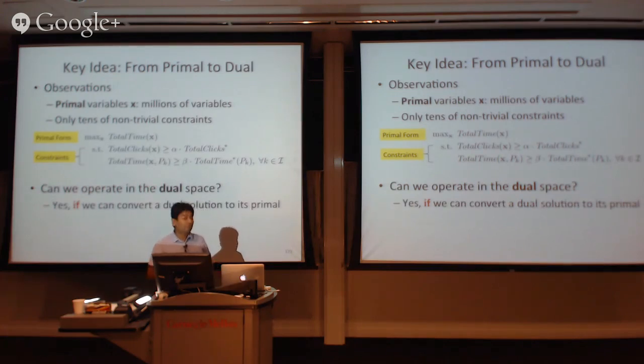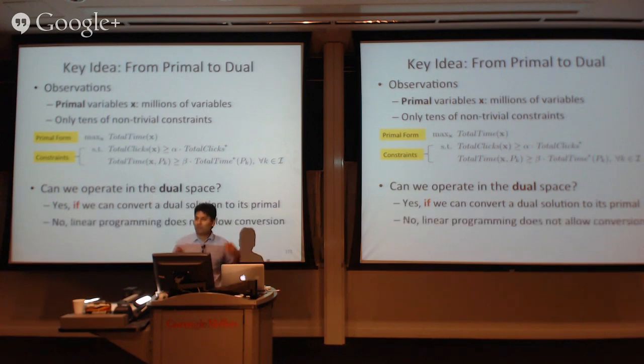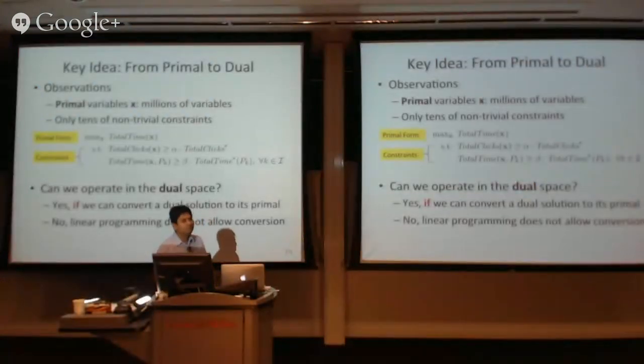Yeah, but this is only possible if we can convert the dual solution to its primal, and that's not always possible. We know from optimization, you cannot convert a dual to primal for all problems. Especially not for linear programming, because linear programming is a combinatorial problem. Okay, it's not strongly convex. So for a linear program, you cannot construct the primal from the dual. Okay. So what can we do here?